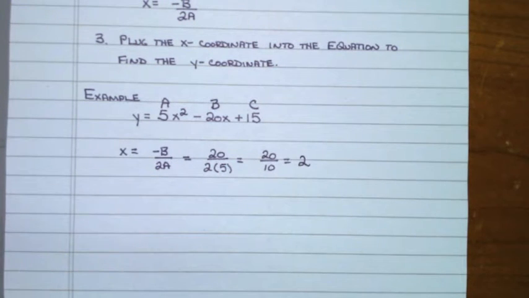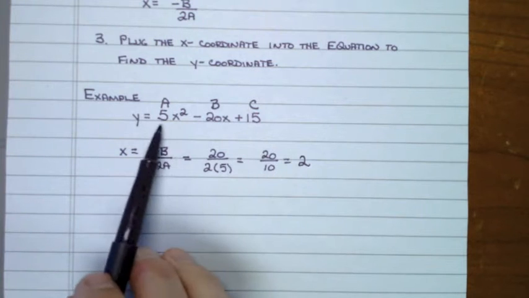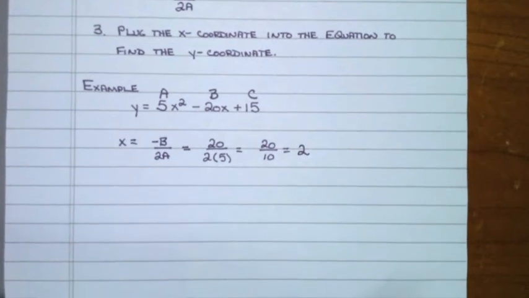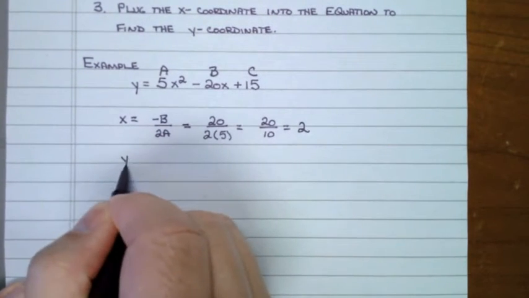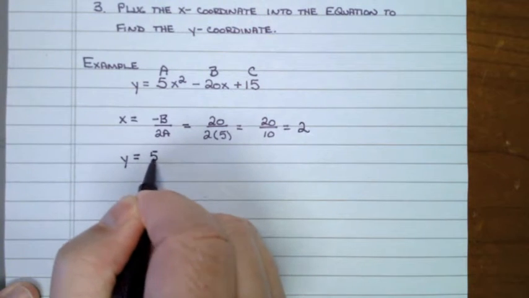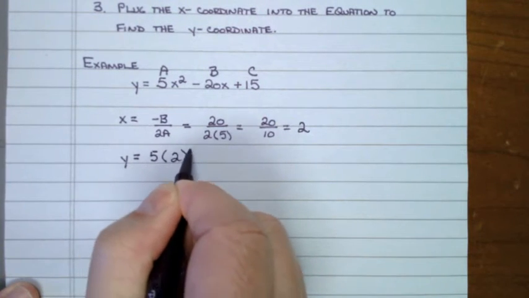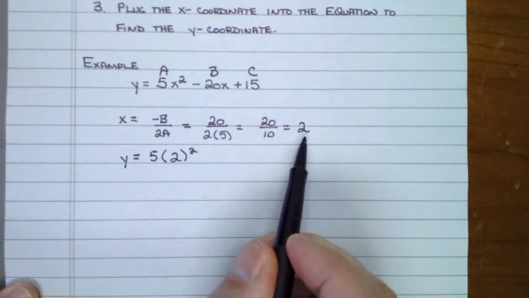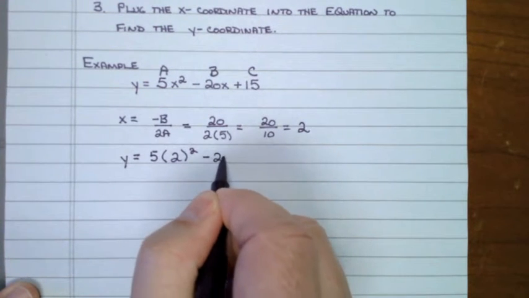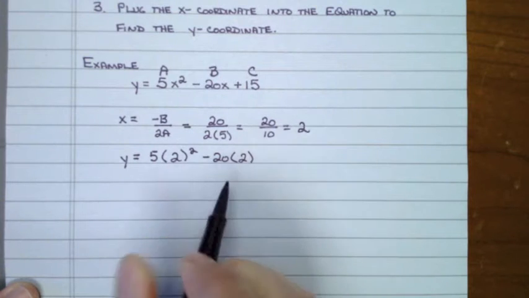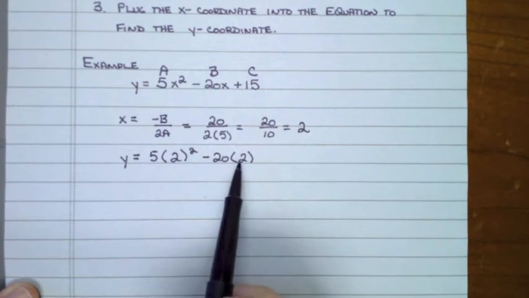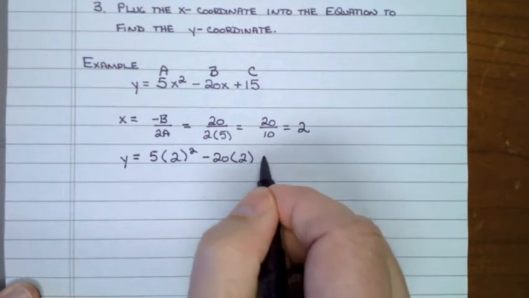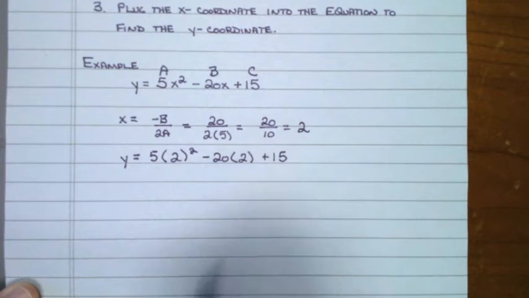To find my y coordinate, I need to take this and plug it into the original equation. So y is equal to 5 times 2 squared, because my x is being squared, and I figured out what my x is. Minus 20 times 2, taking negative 20 and multiplying it with whatever x is, plus 15.